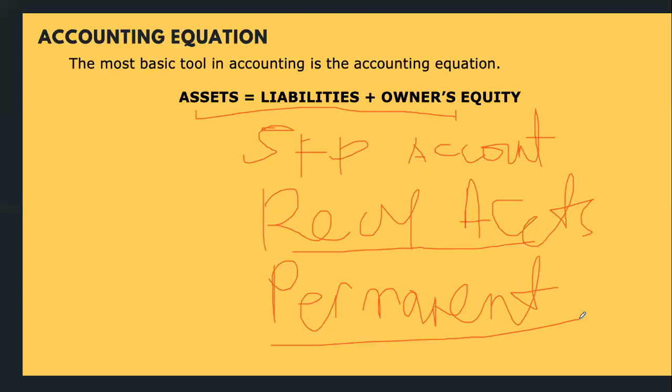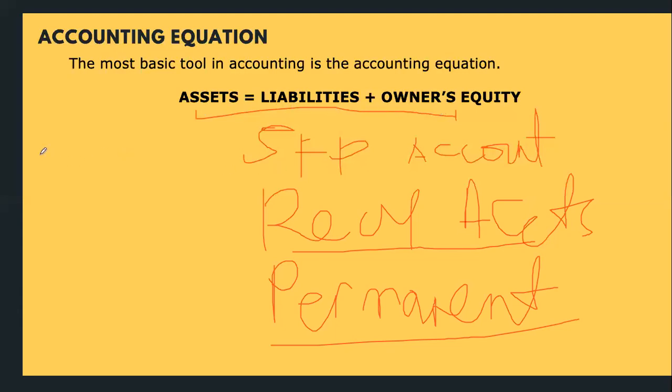Okay, while the other 2 elements, the income and expenses accounts, later I will discuss kung anong tawag sa kanila. So again, this is your basic accounting equation, that is assets should always equal liabilities plus owner's equity. So if dili sa equal, there's something wrong in your accounting. Again, everything should be balanced in accounting.